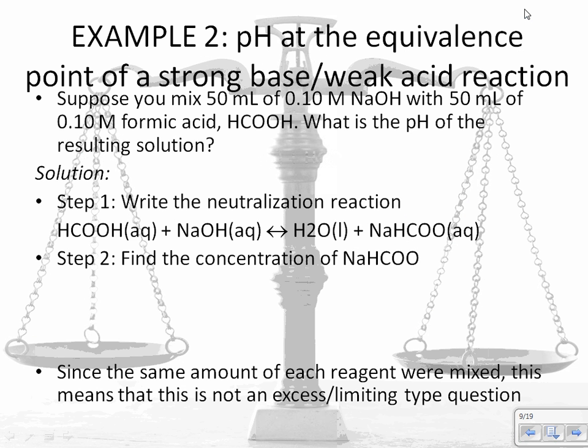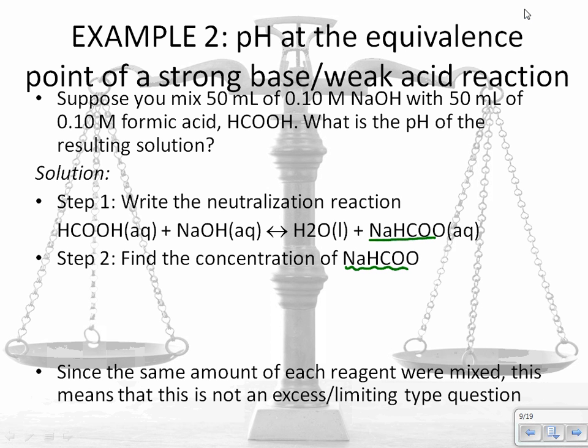So let's actually go through an example with some numbers. We're going to use those same two compounds, sodium hydroxide and methanoic acid. So suppose you mix 50 mL of a 0.1 molar NaOH with 50 mL of a 0.1 molar formic acid or methanoic acid. What is the pH of the resulting solution? So first off, I always write out the neutralization reaction so that I know what's happening. And then I realize that this is undergoing hydrolysis, so I need to find what's going on with that. So I need to eventually find the concentration of my NaHCOO ion.